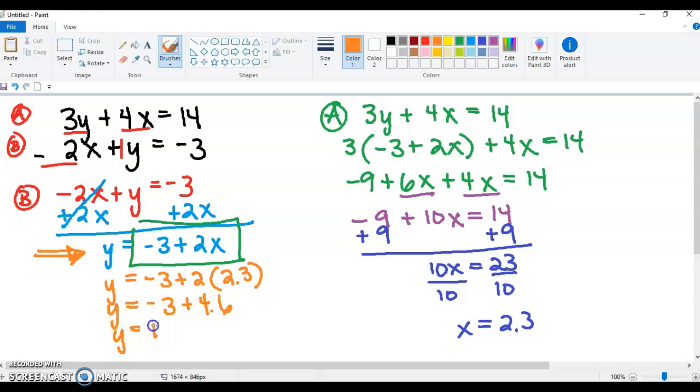So y equals 1.6. Now remember, we always write these in coordinate form. So I'm going to do x comma y. So x is 2.3 and y is 1.6.